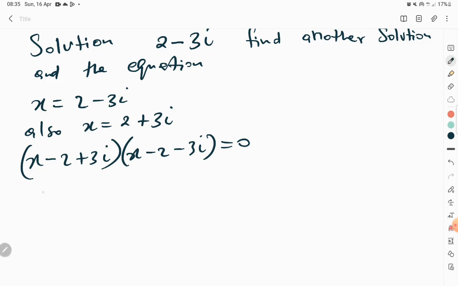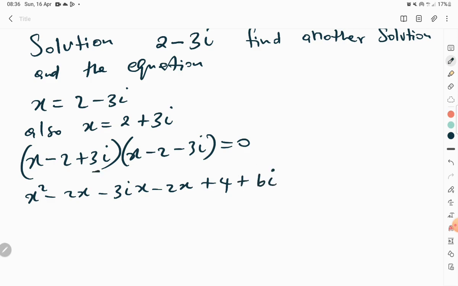Now, we do the expansion. Now we are going to be expanding this trinomial times another trinomial, which is going to be longer, but avoiding mistakes, we are going to pull through. So x times x is going to be x squared. x times that is going to be negative 2x. Then we have negative 3ix. Then coming to this one now, you have negative 2x again. Then you have plus 4. Then we have a plus 6i.